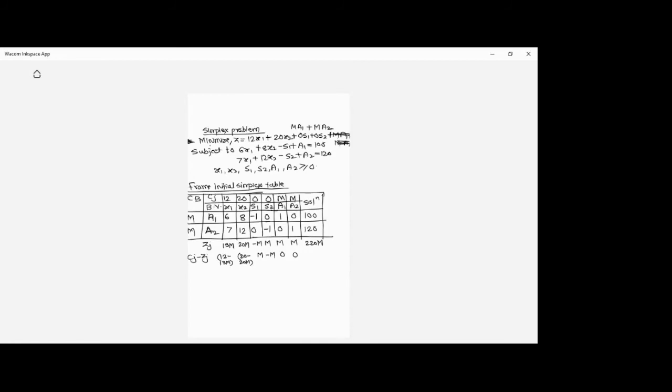Now we have to see whether, it is a minimization problem, and for the minimization problem, what does the optimality check say? All Cj minus Zj values should be greater than or equal to 0, right? So let's check whether all Cj minus Zj values are greater than or equal to 0 or not.